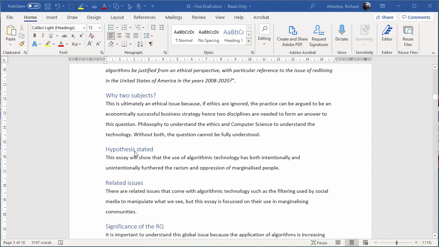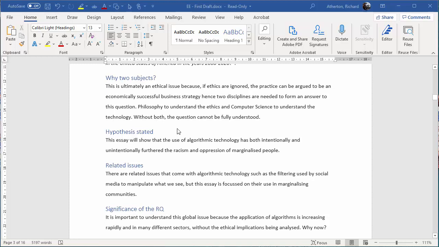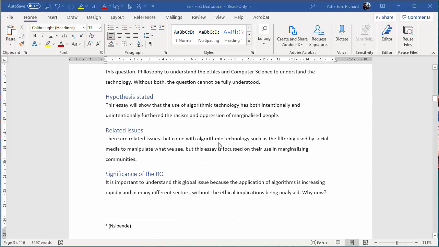Nice. Hypothesis stated. The essay will show that the use of algorithmic technology has both intentionally and unintentionally furthered the racism and oppression of marginalized people. Nice. That's about the global issue. We're going to use America as a case study to form this opinion. Then we're going to generalize the case study to whatever extent you can show is appropriate.